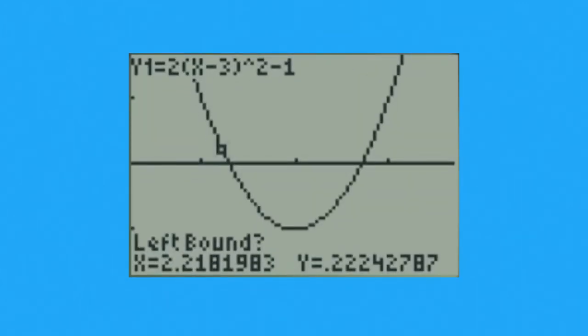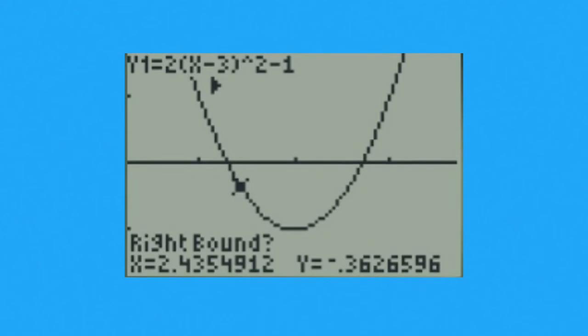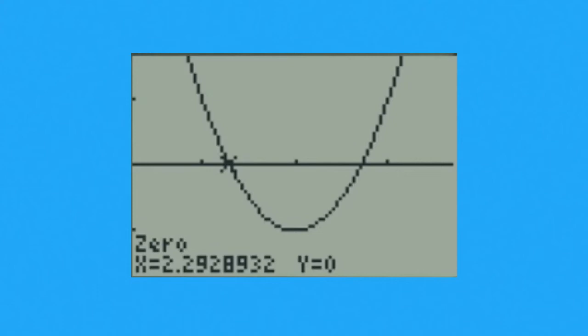Just as with finding a minimum or maximum, we must set a left and right bound around the zero. Here I am finding the leftmost zero by setting the left bound above the zero to the left and setting the right bound below the zero to the right. As per usual, the calculator will ask for us to guess, and you are welcome to move the cursor closer to the zero, but as long as you have set good left and right bounds, it will not matter where you press enter. Here we see that the calculator has given the zero of 2.928932. This seems to be different from the zero which we calculated earlier.